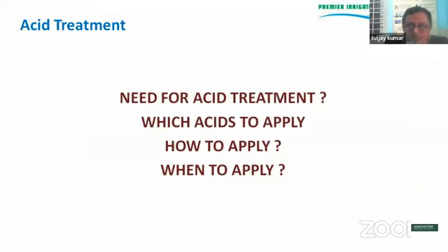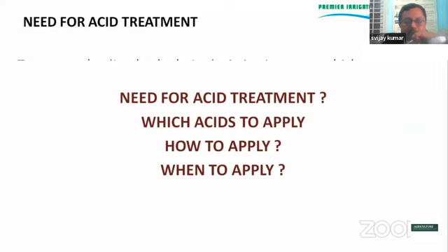Now we will come to a very important topic. Till now we saw all the fertilizers that can be used. Now we will come to the maintenance of the acid treatment. There are 4 basic questions we need to answer. Why should we do acid treatment when I have so many filters? Which acid should I apply? And how to apply it and when to apply it? So let us understand this.